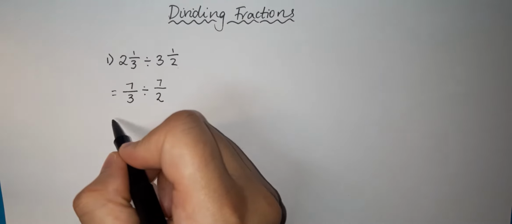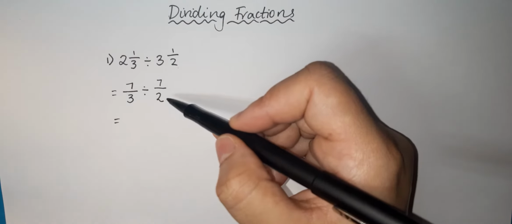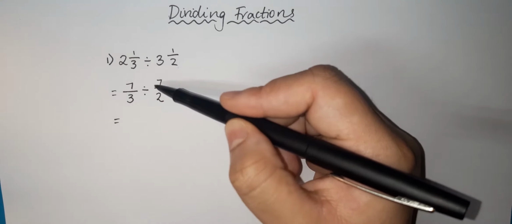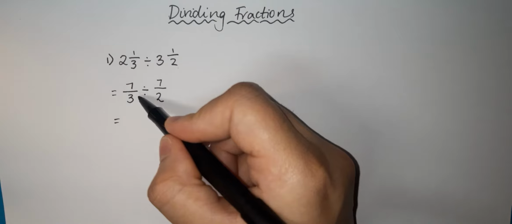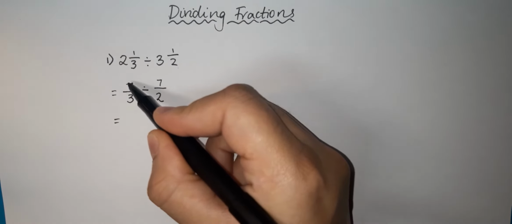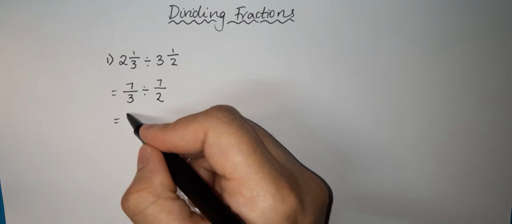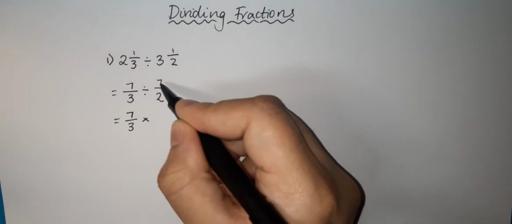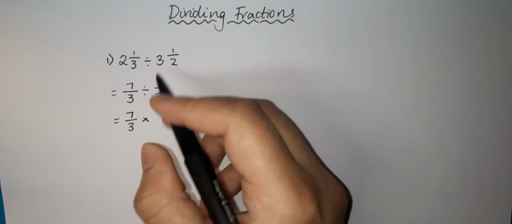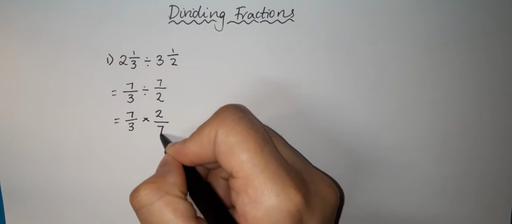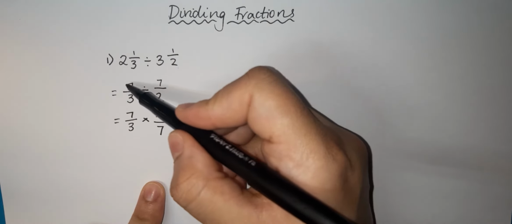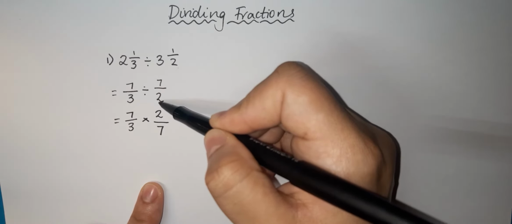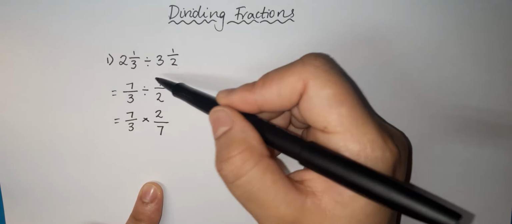Yeah? Now, the first step in dividing fractions is that we need to change this. So this stays the same. So keep this fraction, 7/3. We change the sign and we flip over the second fraction. So it'll become 2/7. Yeah? So we need to keep the first fraction, change the sign to multiplication and flip the fraction. Yeah? So keep, change, flip.